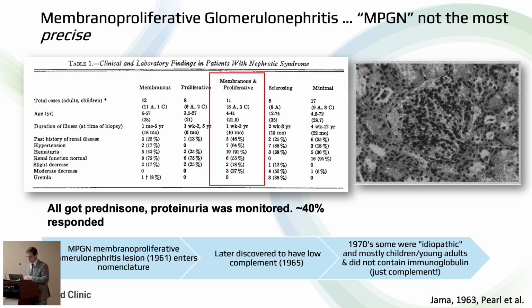Fast forward about 120 years or so, one of the first trials for membranoproliferative glomerulonephritis. This is from 1963. And what I have here highlighted in red is the membranous proliferative. And how did we make that diagnosis?